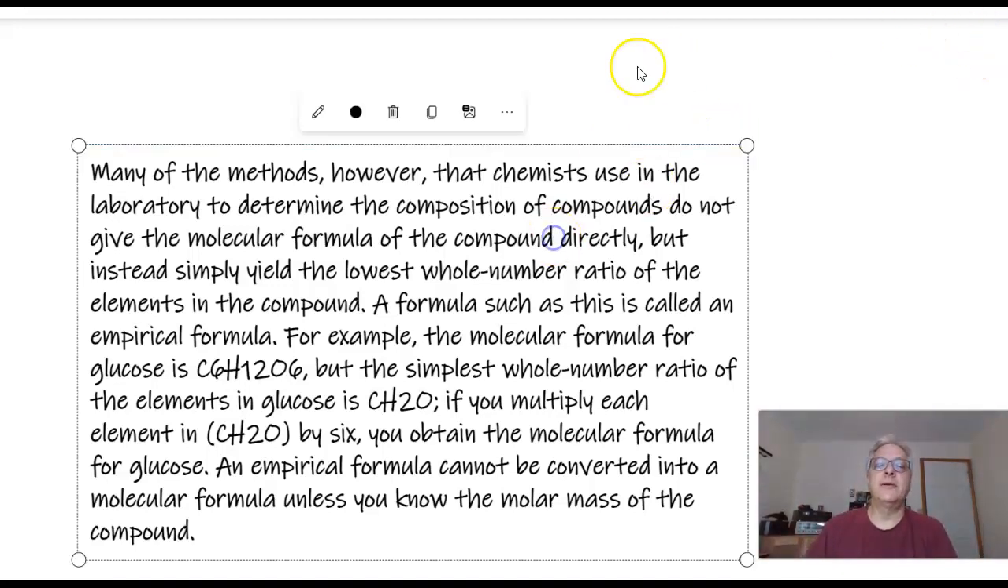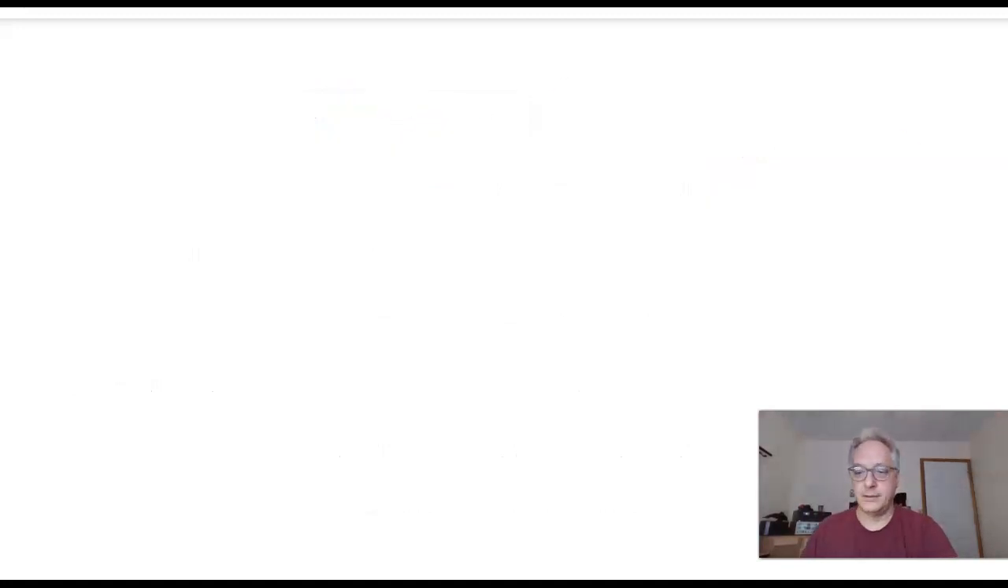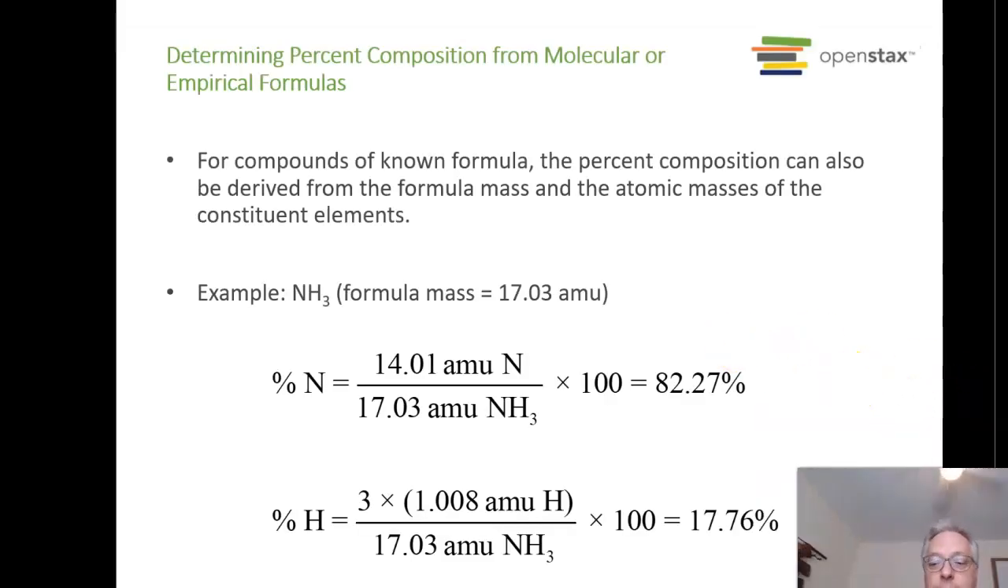So let's get rid of this. We don't need to see this anymore. And let's take a look at some empirical to molecular formulas. So I'm going to pause this, go ahead and switch over to the whiteboard. Okay, let's take a look here. Looks like we've got some stuff going on here. I just had to pull up the PowerPoint, and okay, I think we're all ready to go here.